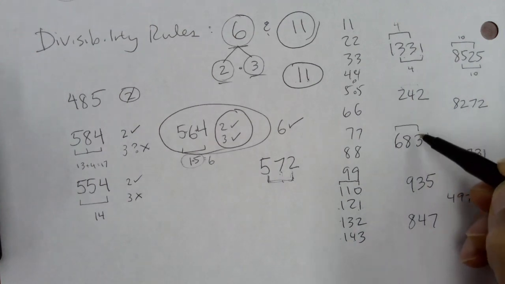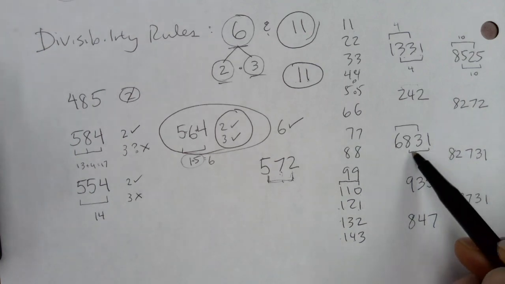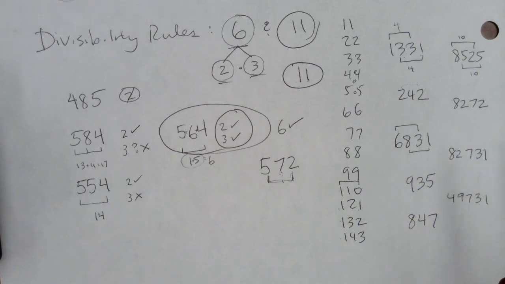Here's another one. 6 plus 3 is 9. 8 plus 1 is 9. So it might be the case that if you add up alternating digits in your number and they are the same, that must be a multiple of 11.